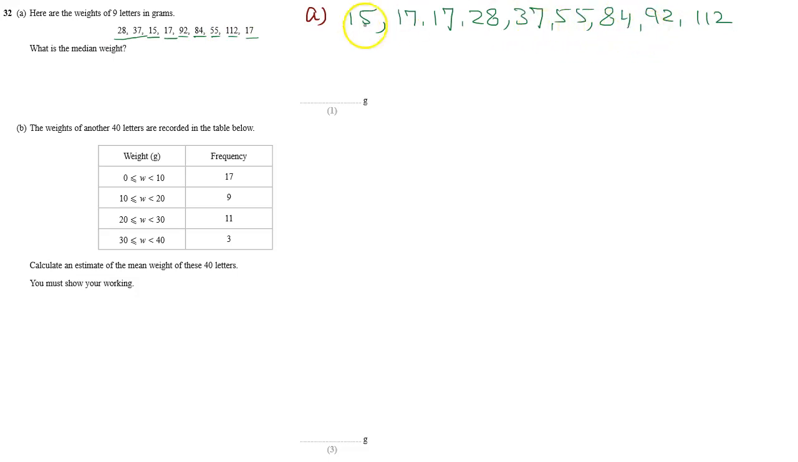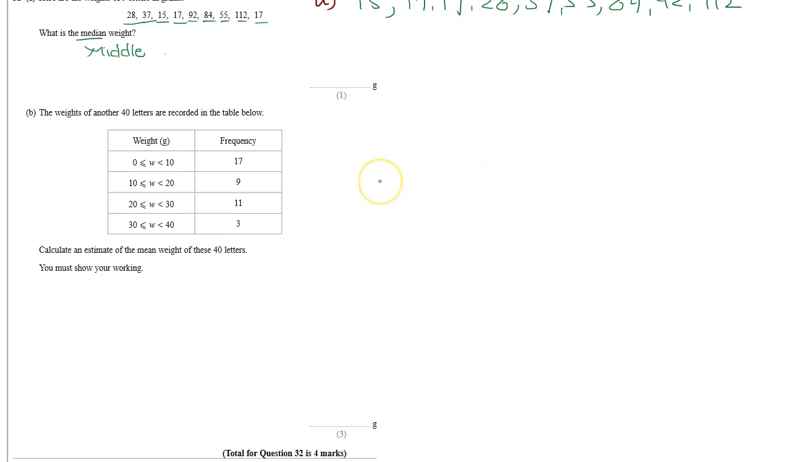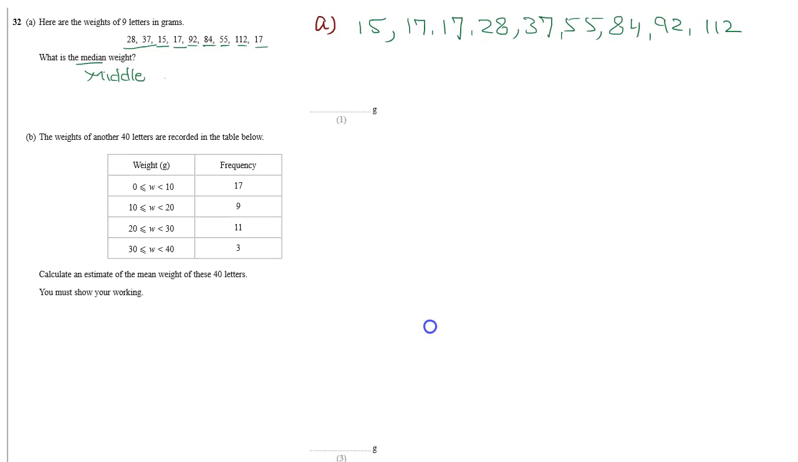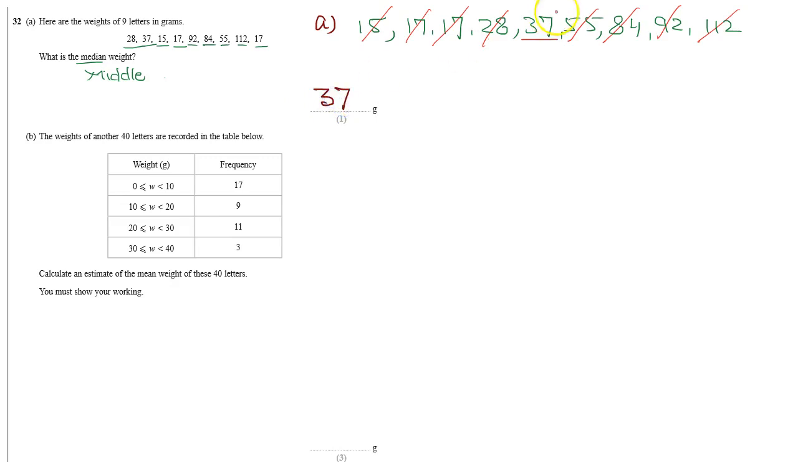Whenever you write these numbers, always check. These are the 9 letters in grams. So 1, 2, 3, 4, 5, 6, 7, 8, 9. Median means the middle number. So start crossing the extremes. That is, cancel 17 and 92, 17 and 84, 28 and 55. Your answer is 37, that is the median.